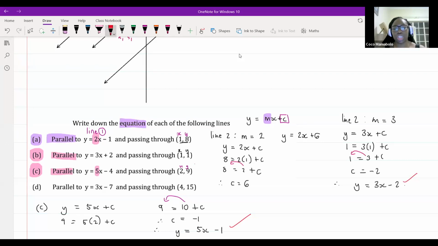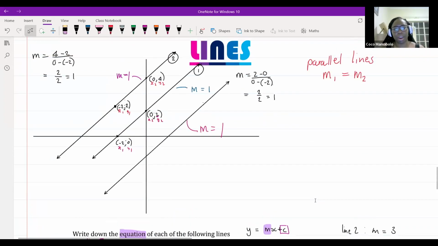So can we chat about perpendicular lines? Because this is quite easy. We're looking at it now, right? We just know that if two lines are parallel, then their gradients are equal. Let's talk about perpendicular lines. What do we know about perpendicular lines exactly?